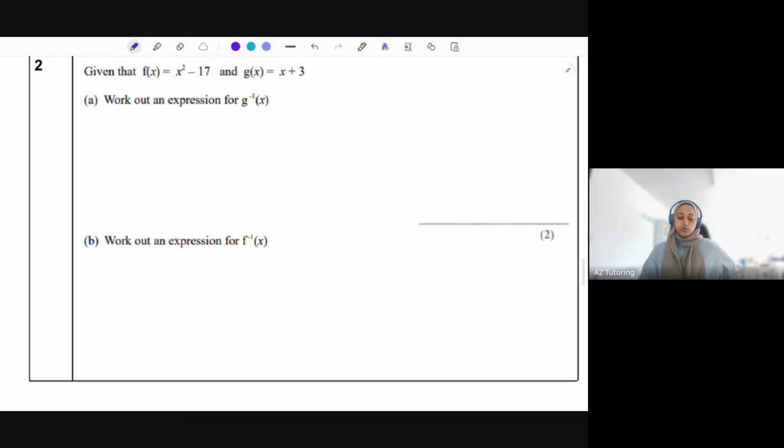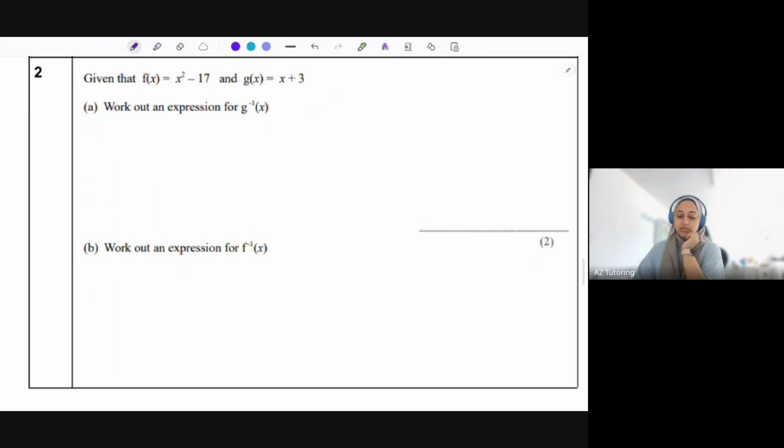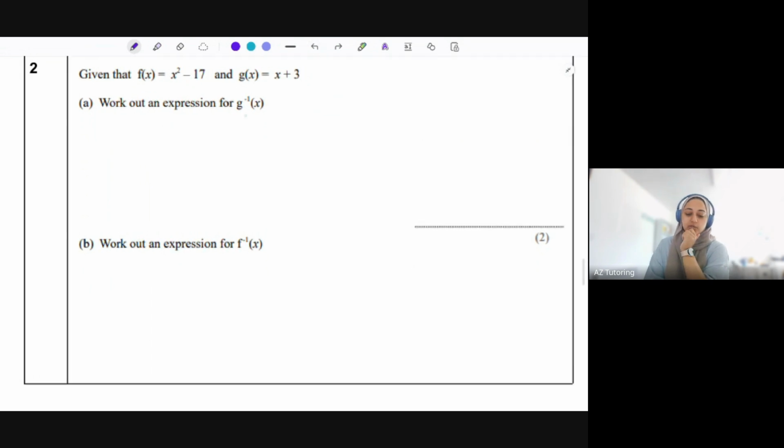Moving on to question 2, we've got some inverse functions here we need to find. Again, there's a few different methods to do this. I'll show you my method. And if you've got a different method that works, you can stick with that. We've got two functions given to us, f of x and g of x. It says work out an expression for the inverse of g. So g to the minus 1 of x just means the inverse of g of x.